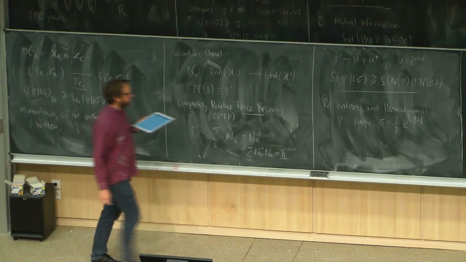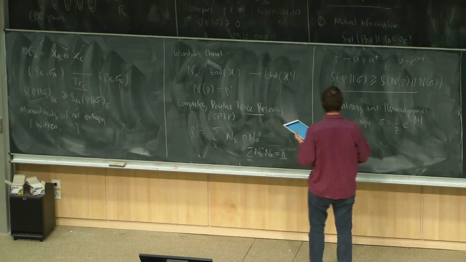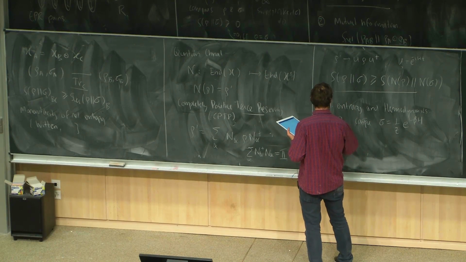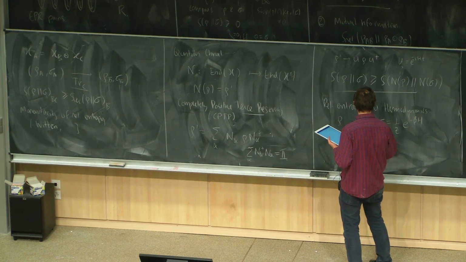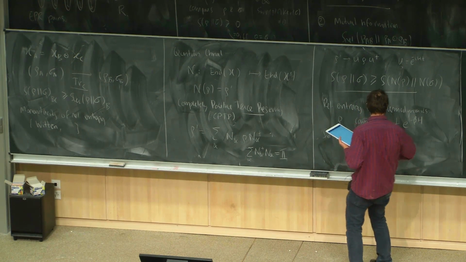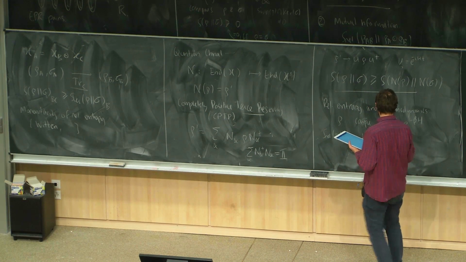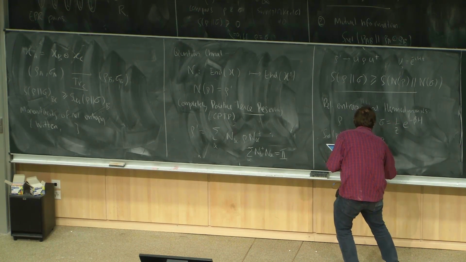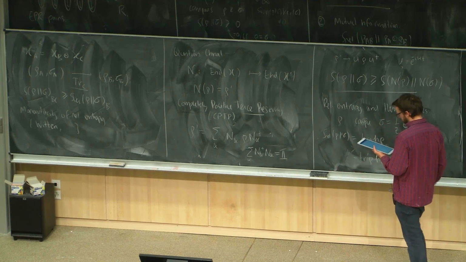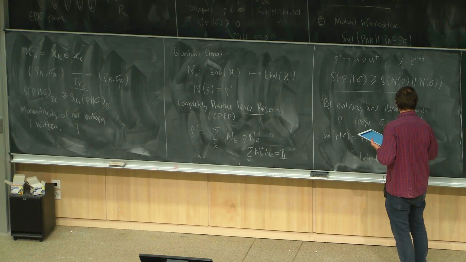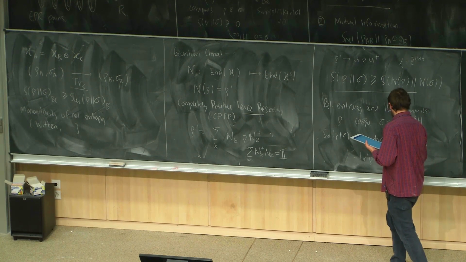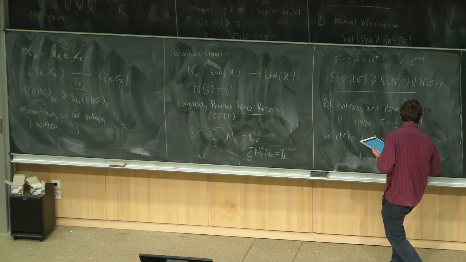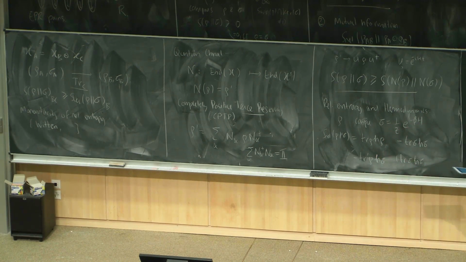Okay, so the relative entropy, remember, was given by trace rho log rho minus trace rho log sigma. But what I can do is add and subtract trace sigma log sigma. So this is the same thing; I'm not doing anything. However, you see, what is this?